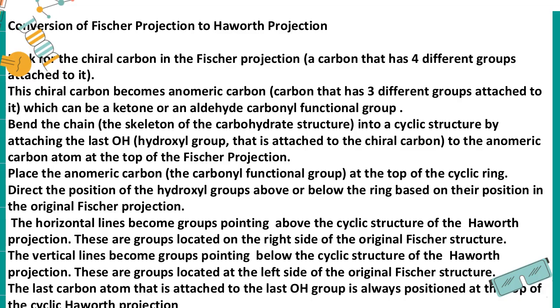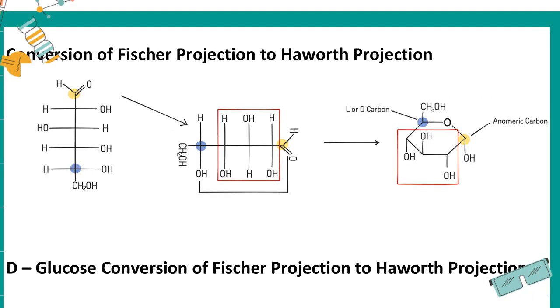These are groups located on the right side of the original Fisher structure. The vertical lines become groups pointing below the cyclic structure of the Haworth projection. These are groups located at the left side of the original Fisher structure. The last carbon atom that is attached to the last OH group is always positioned at the top of the cyclic Haworth projection. Conversion of Fisher projection to Haworth projection, D-Glucose.